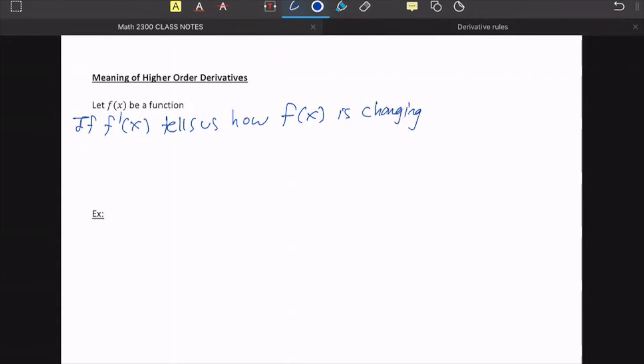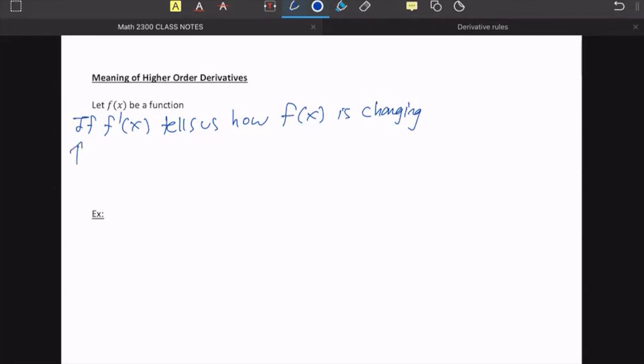Let's think about it as a bank account, right? Everyone wants to have more money. If you have some function that tells you the amount of money in your bank account and the derivative is positive, you're making more money, right? Because that means it's increasing. If it's negative, something bad's happening and it's going down. And so maybe this is more an investment account or something like that, right? And so the first derivative tells you how the function is changing.